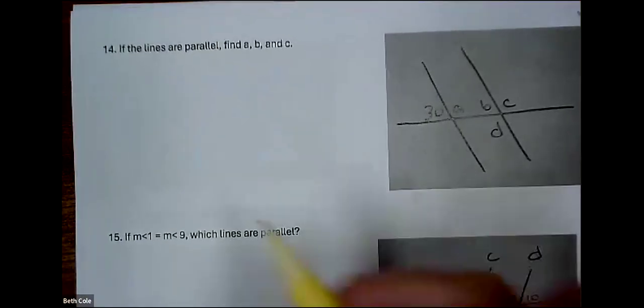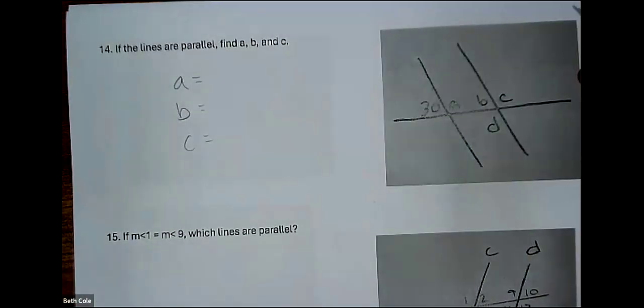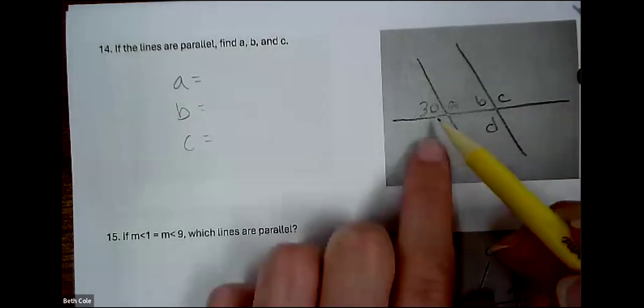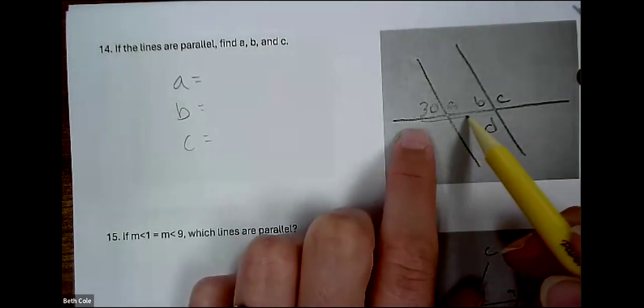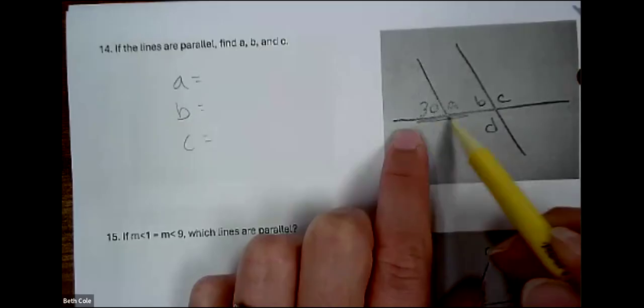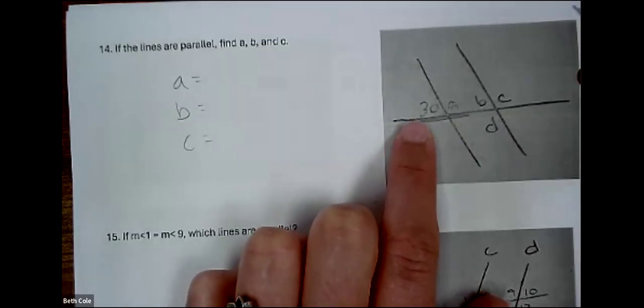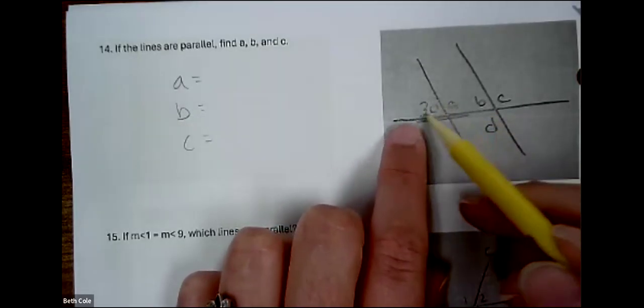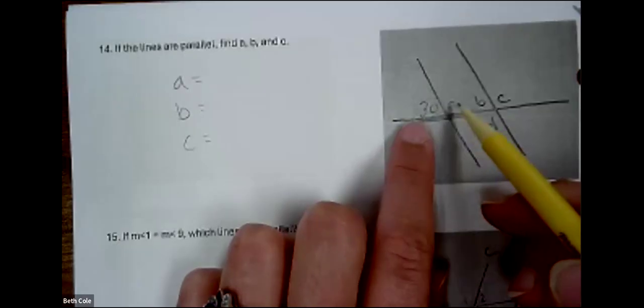All right, if the lines are parallel, find A, B, and C. All right, so let me make a little list. Let's do A first. 30 and A make a straight line, which means they should add up to 180. Could you do that one without a calculator? 180 minus 30? Be 150. Good job. I'm going to just fill that in on my picture.